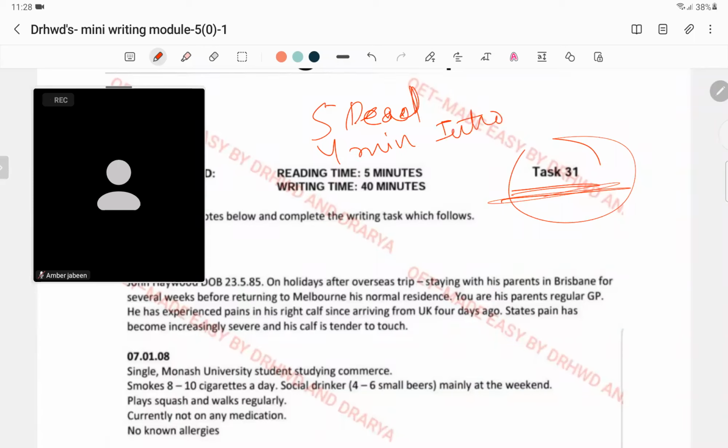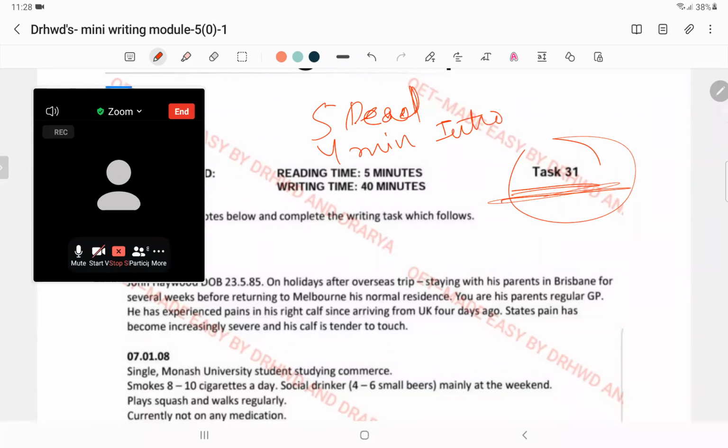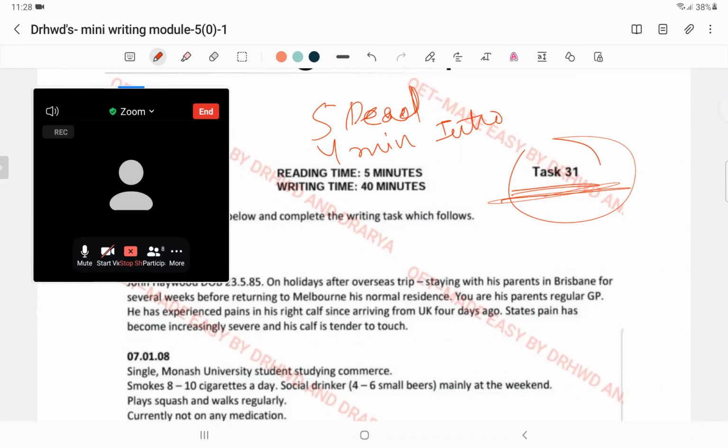And I'm keeping a timer. So that means that your time's very limited. Okay. No extra time would be given. Anybody who goes beyond the time, their letter would not be checked, even after the class. Okay. So be very careful. Your time starts now.